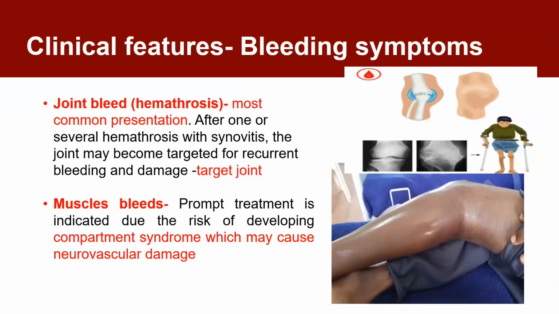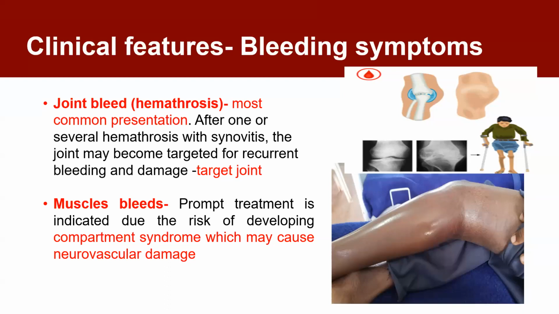So with joint bleeds, these ones we call hemarthrosis. This is the most common presentation in our outpatient clinic. After one or several hemarthroses with synovitis, the joint may become a target joint, with recurrent bleeding and damage. You find that in a hemophilia patient, there's one joint that persistently bleeds. We treat it, but after some activity, they come back again with the same joint bleeding. Maybe it's the right knee and it's always bleeding. So these joints, we call them target joints.